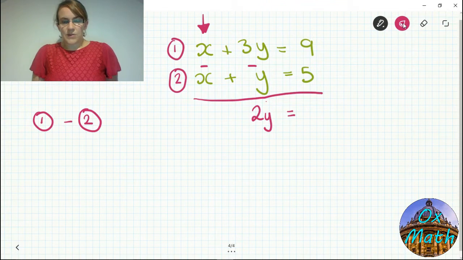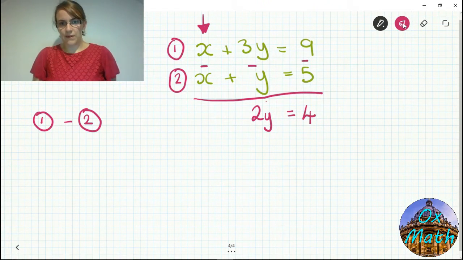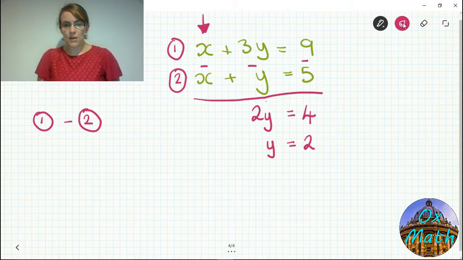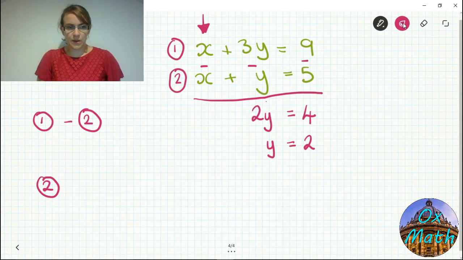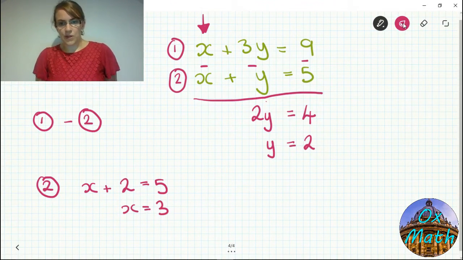Now because we had a total of 9 in the first equation and we've taken away the whole second equation, which is a total of 5, that would leave us with 4. So we do 9 take away 5 equals 4. This gives us our 2y equals 4, so 1y must be 2. We can then put the y value back into equation 2, so x plus y, which we now know is 2, is equal to 5, which gives us x equals 3. So we've got two values, y is 2 and x is 3.